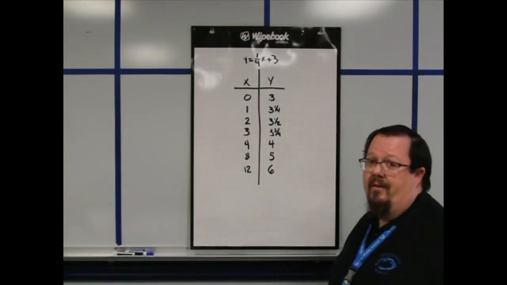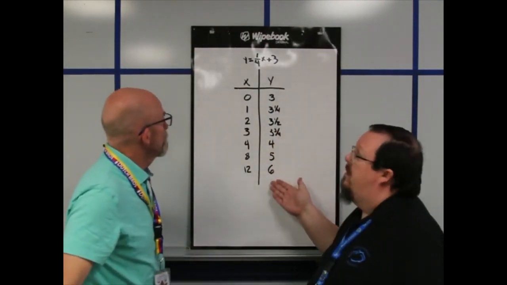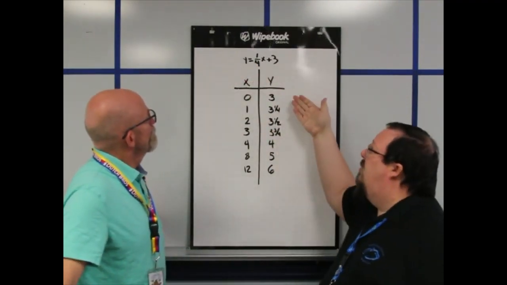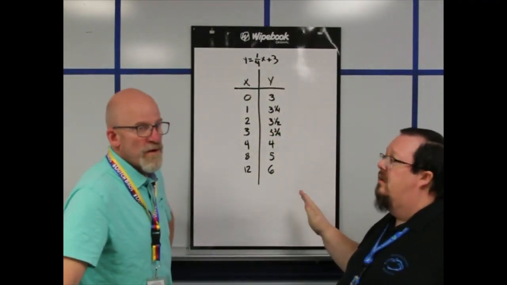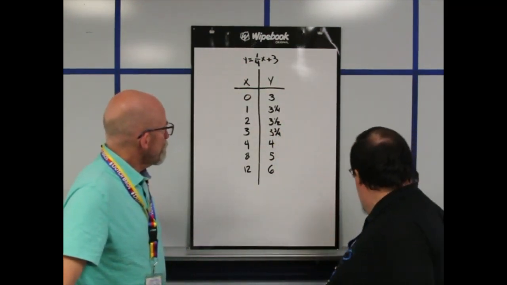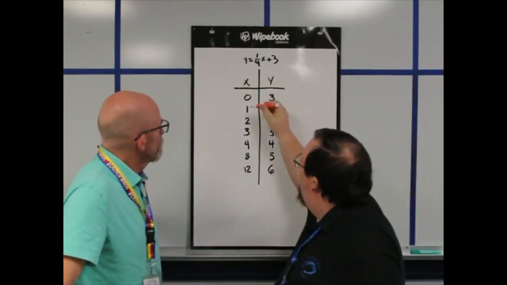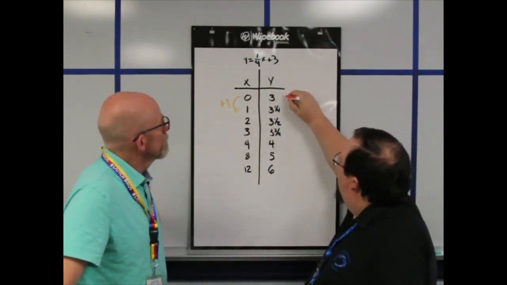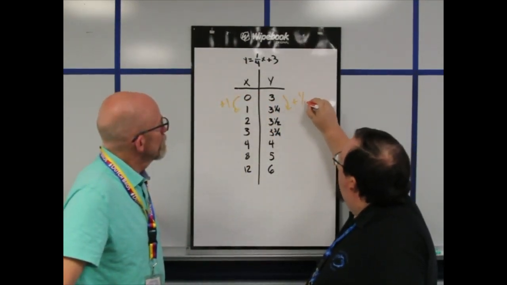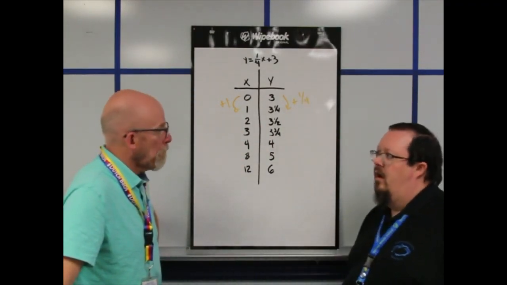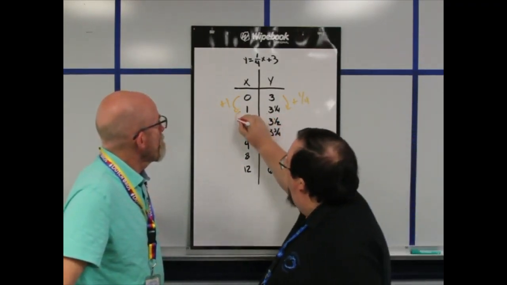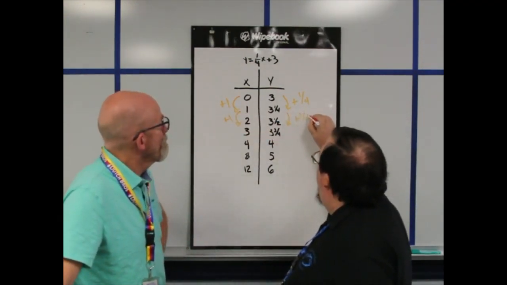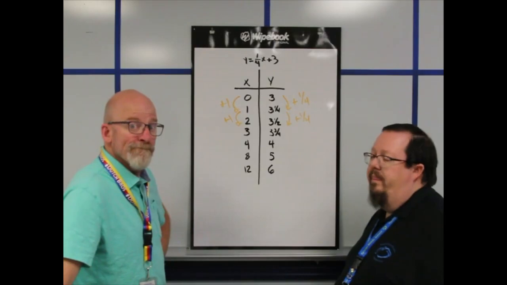Maybe they don't give you a graph. I've got a table. There's our m again, 1/4. So you already know what the slope is, but can we see it in the table? When I add 1 on the x, I add 1/4 on the y. Add 1 on the x, add 1/4 on the y.